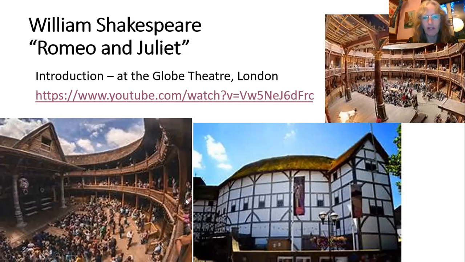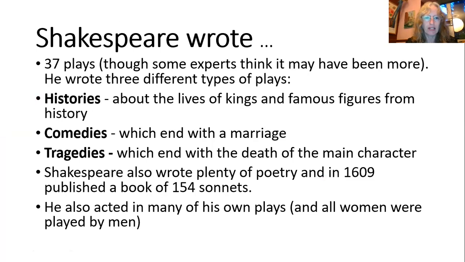We're going to have a look at a few different bits in a minute. But first, a bit of background information. So William Shakespeare wrote 37 plays, which is a lot. It could have been more than 37. Three different types: histories, comedies, and tragedies.